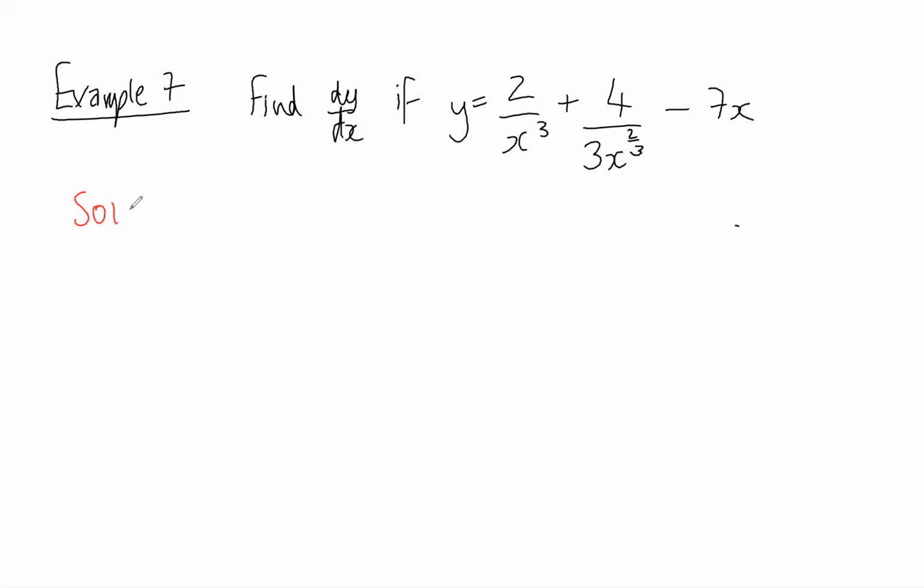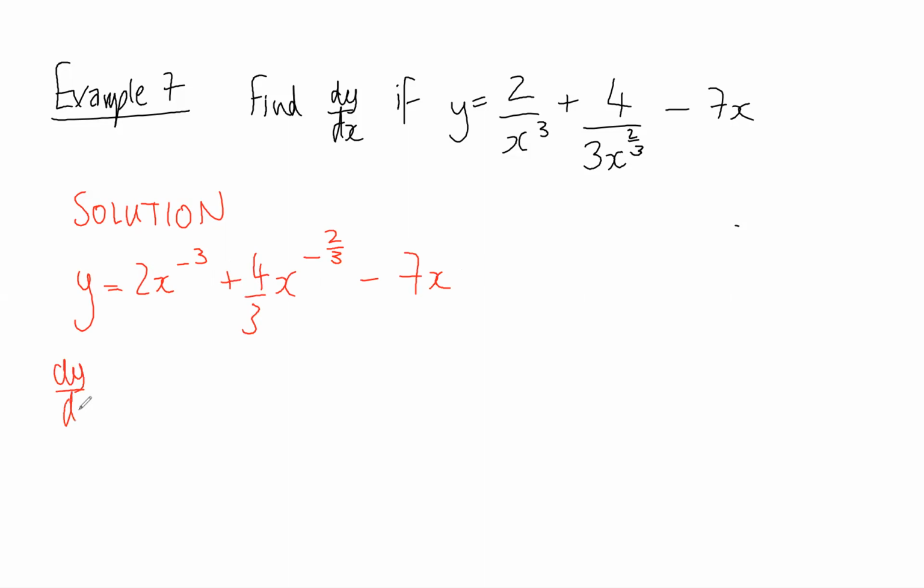So in my solution, I rewrite it first. So it's 2x to the minus 3. That 4 over 3 stays. It's just the x you bring up. And then minus 7x. So now we're ready to differentiate. So 2 times minus 3 is minus 6. Take away 1 and we've got minus 4. So 4 over 3 times, it'll be minus, and that'll be 8 over 9. Take away 1 and you've got minus 5 over 3. And then the x term just becomes the number.